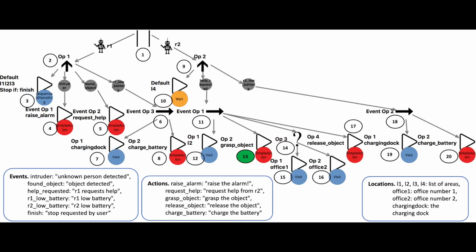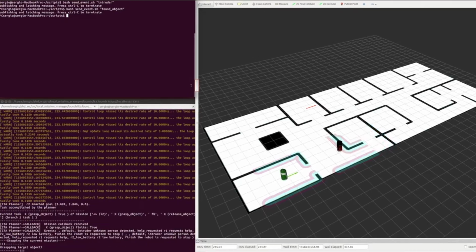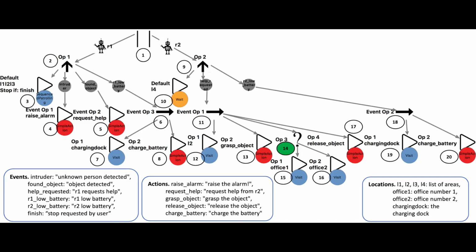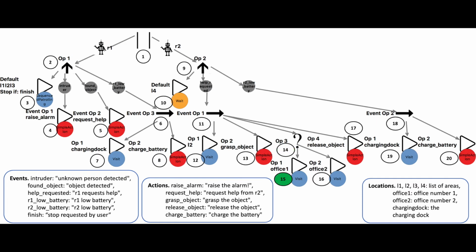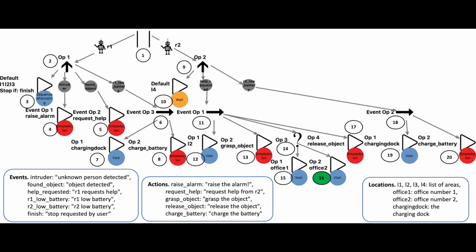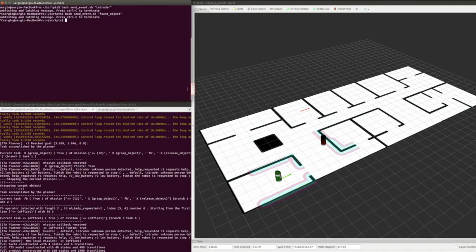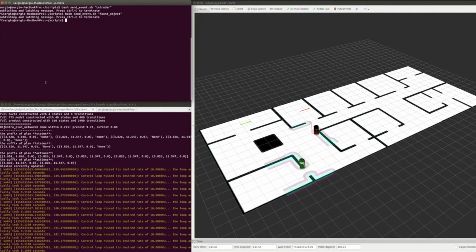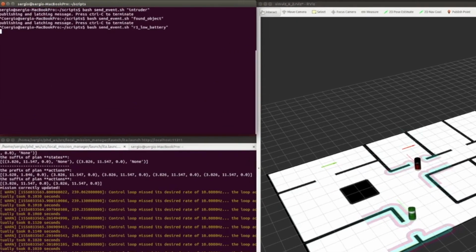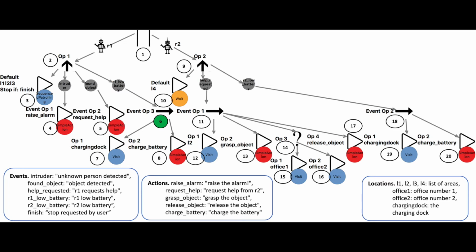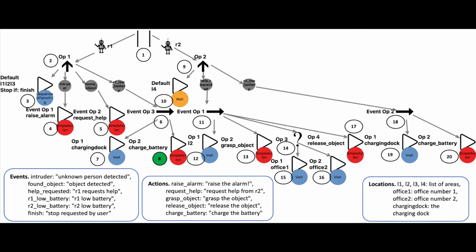Once the robot reaches L2, it will grasp the recognizable object. Due to operator fallback, the robot will then attempt to reach Office 1. This operator dictates that if for some reason the robot fails at achieving these tasks, it will try to reach Office 2 instead. In the meanwhile, Robot 1 runs out of battery. Its mission encodes that the robot must visit its charging dock and perform the action charge battery in this case.